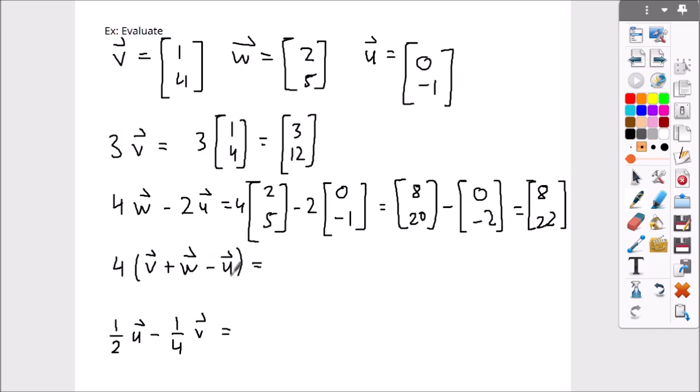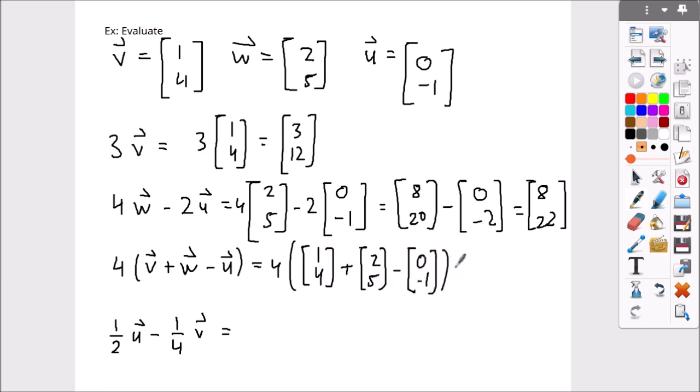4 times v plus w minus u. So what's v plus w minus u? 4 times v, 1, 4, plus w, 2, 5, minus u, minus 0, negative 1. So yeah, let's add. 1 plus 2 is 3. In fact, I can just get rid of the parentheses, 3. 4 plus 5 is 9, minus negative 1 is 10. So 4 times that is 4 times 3, 12.